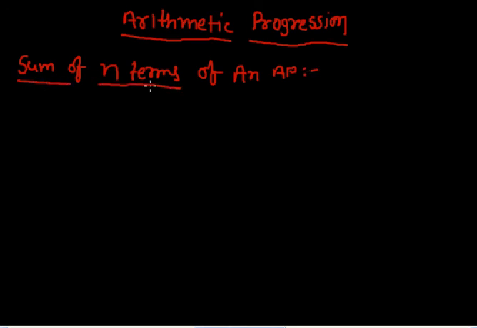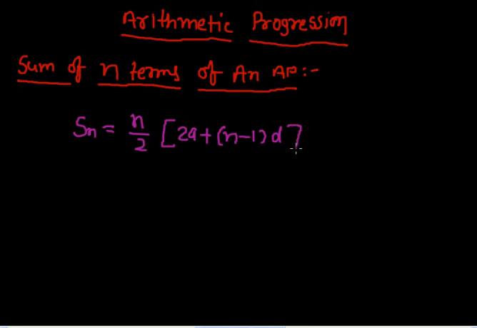Now, first of all, we all know that the sum of n terms of an AP is given by Sn is equal to n by 2 into (2a plus (n minus 1) into d). Here all the variables are the same: n denotes the total number of terms, a is equal to the first term, and d is equal to the common difference.